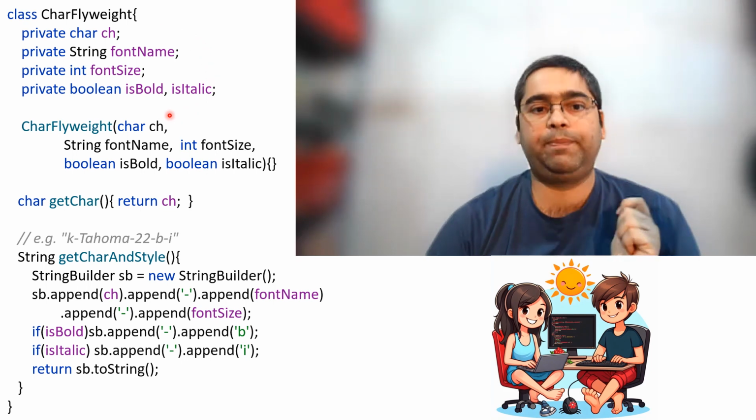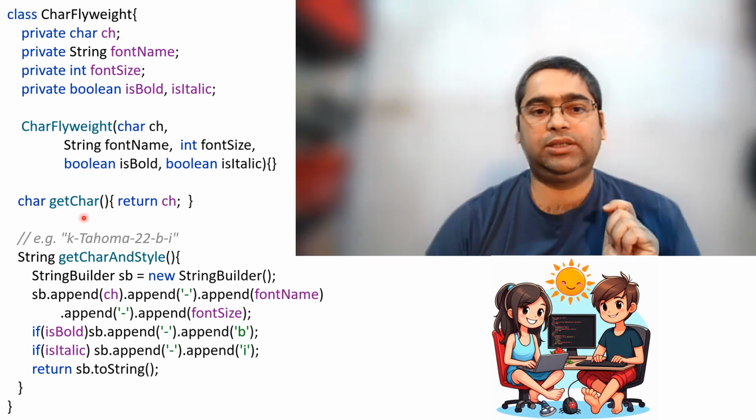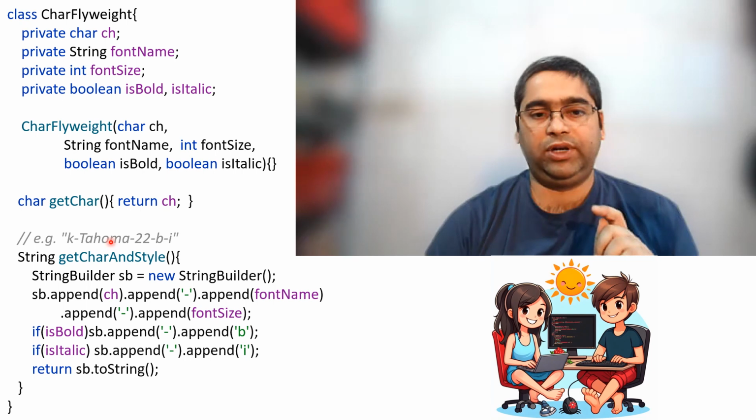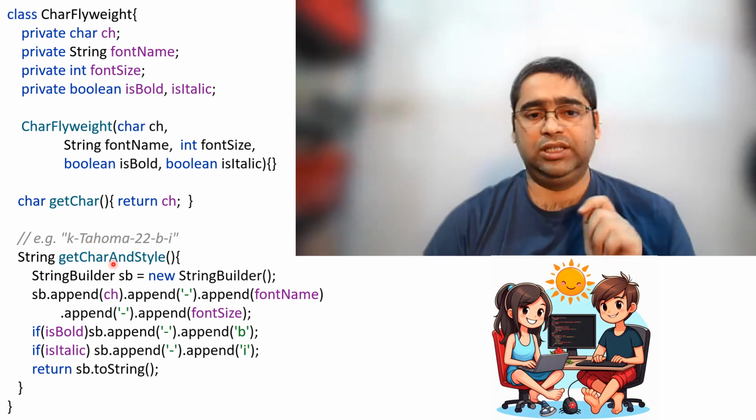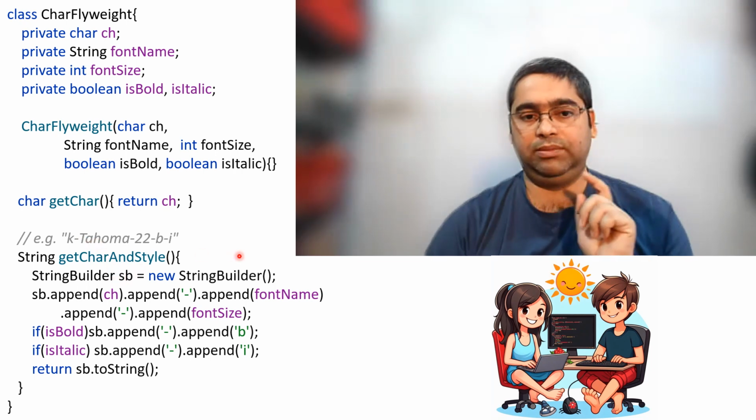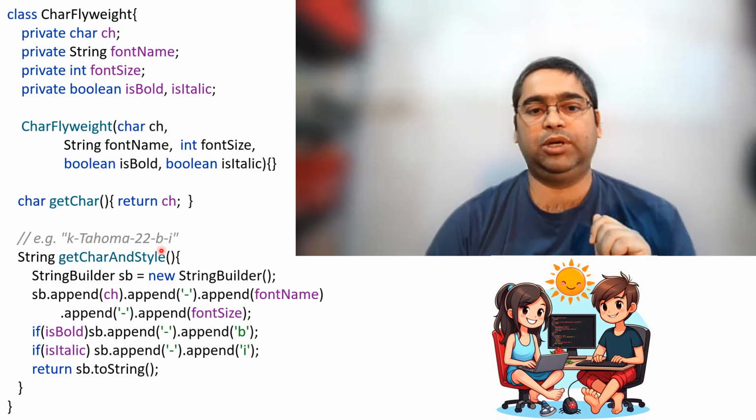It has two important methods: getChar, which simply returns the ch. This will be used in the readLine method in the Solution class. And the second method is getCharAndStyle, which returns the character and the style, that is font name, font size, bold and italic information, all connected using a hyphen. This method will be used in the getStyle method from the Solution class.